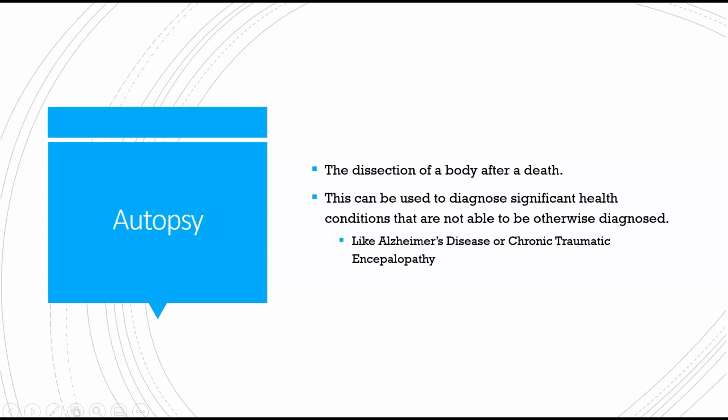And the last one we're going to talk about are autopsies. And autopsies occur after death. Specifically, they're the dissection of a body in all or in part to help determine what happened to a person. For our purposes, it's specifically happening to the brain. Okay, so autopsies can be used to diagnose significant disorders and larger problems like Alzheimer's disease or chronic traumatic encephalopathy. And that's the one that's been in the news a lot because it's commonly found in boxers and football players that cannot otherwise be diagnosed.